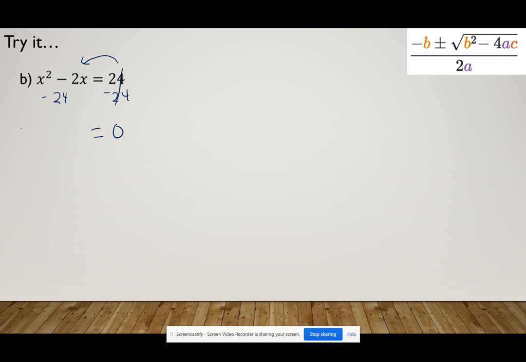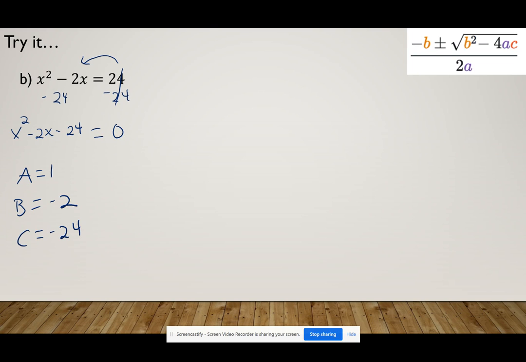degree. So we have x squared minus 2x minus 24. Okay, remember that order is important because that determines what is A, what is B, and what is C. So in this case, A is equal to 1, B equals negative 2, and C equals negative 24.